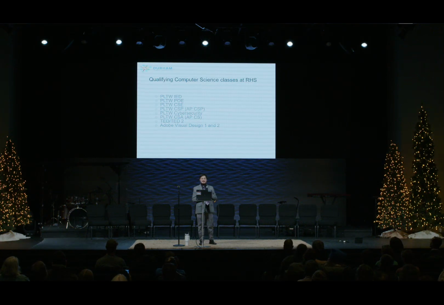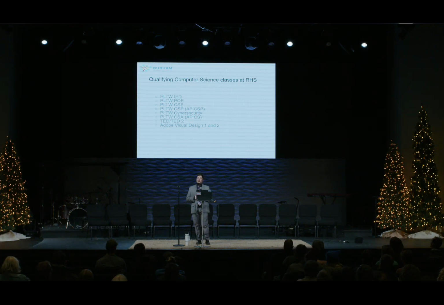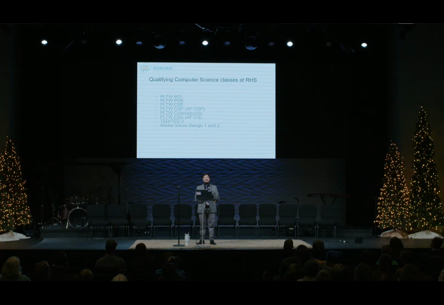Now, ID is Introduction to Engineering Design, POE is Principles of Engineering, CSE is your Intro Computer Science class, CSB is the class above that, Cybersecurity is where you're actually stopping hacking and other things of that nature, and then of course CSA is our highest level computer science class. Now you do have TED and Adobe Visual Design as other options, but when you come into the program, ID is the first course that you take. So your students wouldn't have to worry about this computer science credit at all because they would get it immediately.